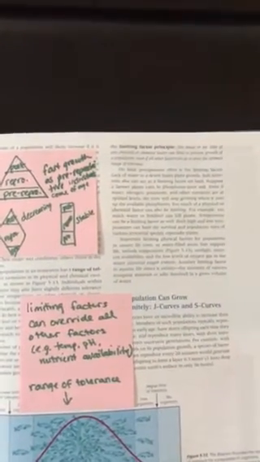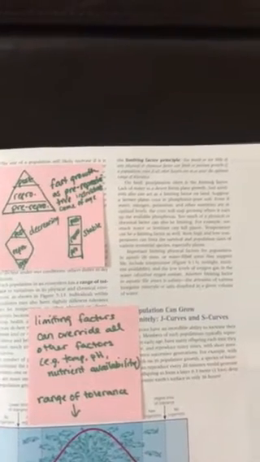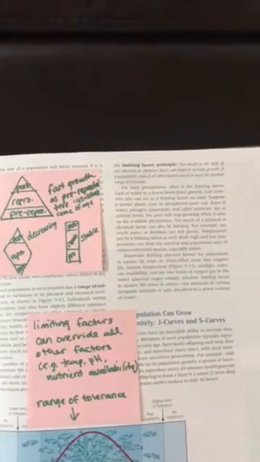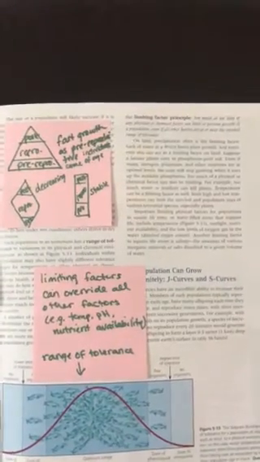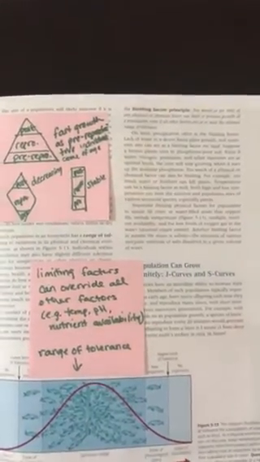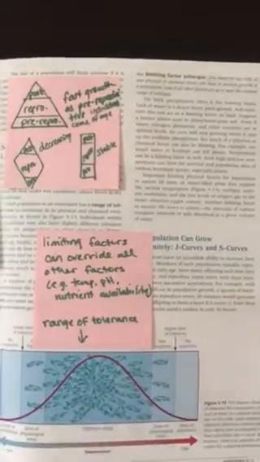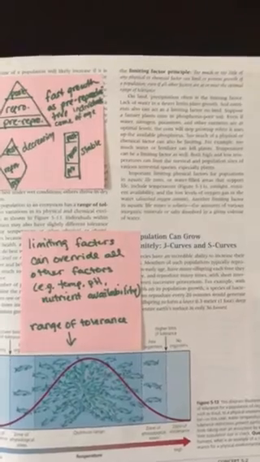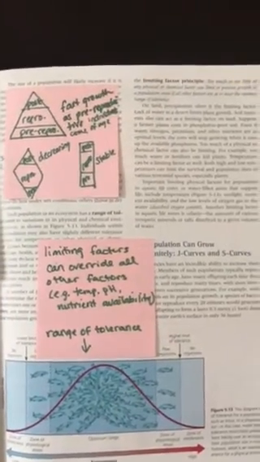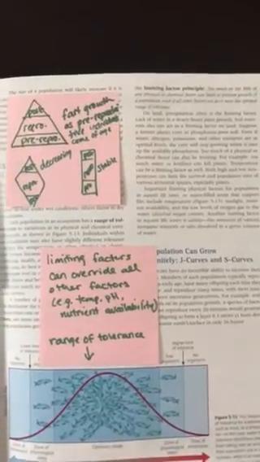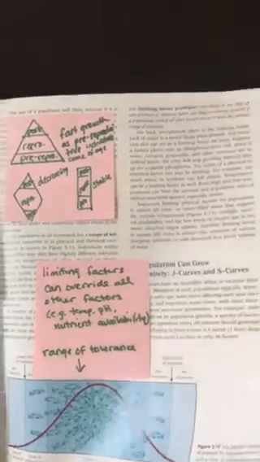Limiting factors can override all other factors in terms of determining population size. So things like temperature and pH and nutrient availability, if those are not met, then the population will not be able to grow. Figure 5.13 has a nice range of tolerance diagram showing where a population succeeds most in its optimum range, but there's not usually one ideal spot.